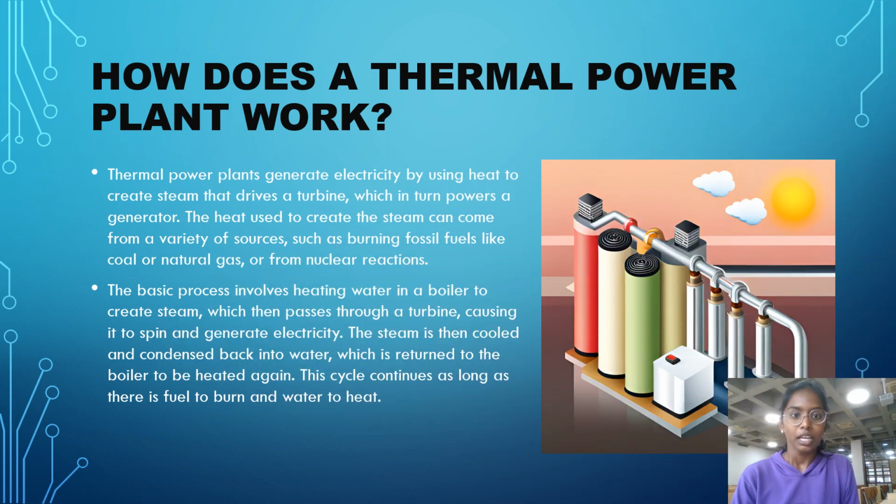How it works. A thermal power plant works by converting the heat energy generated by fossil fuels or nuclear reactions into mechanical energy, which is used to generate electricity. Now let's take an overview of how a thermal power plant works.